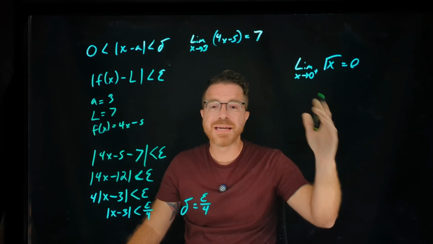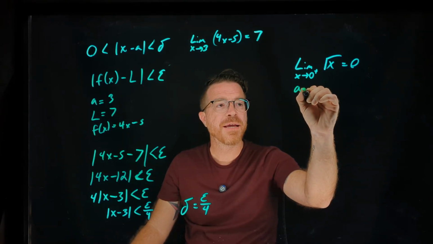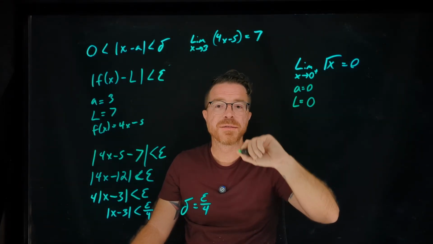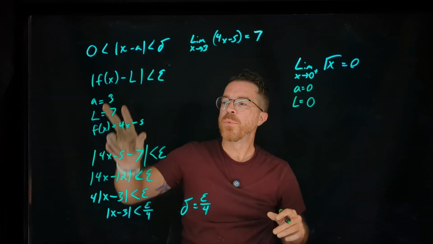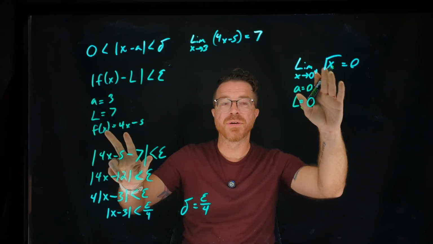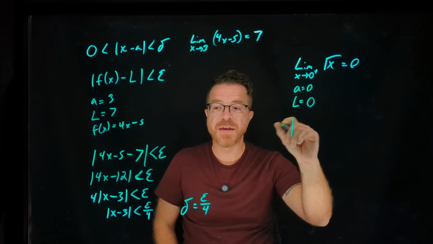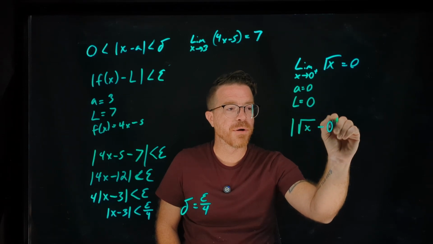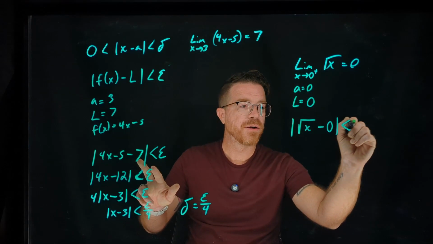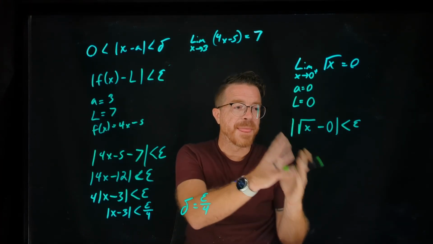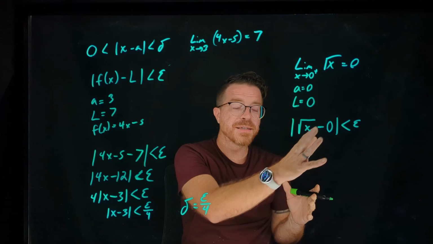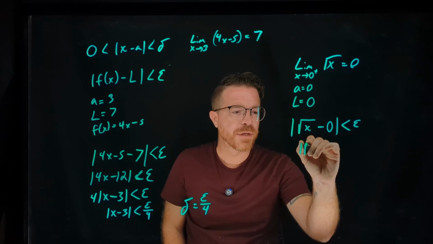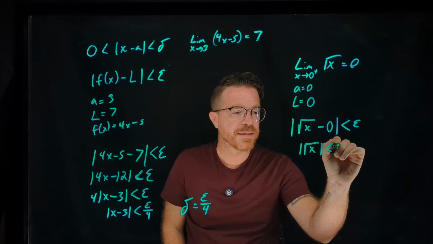So we're going to start with the same stuff we did before. Well, in this case, our a is going to be equal to 0. Our L is going to also be 0. So then, kind of doing what we did here, we have f of x is equal to the square root of x. So we're going to take the absolute value of f of x minus L. So we're going to take the absolute value of the square root of x minus 0. And then this is going to be less than our epsilon. Now, in this case, the square root of x minus 0 is the same thing as just saying the square root of x. So this is going to be equal to the absolute value of the square root of x is less than epsilon.